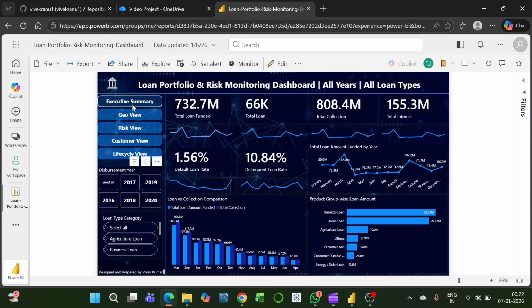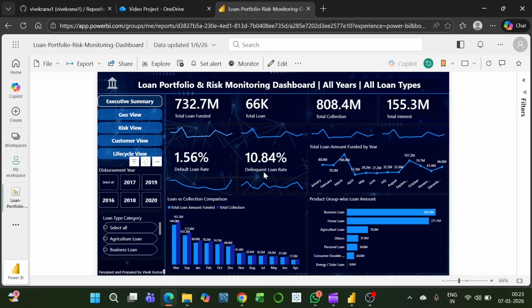Let's start with the executive summary view. This page is designed for senior stakeholders who need a high-level snapshot of portfolio health. At the top, we see key KPIs such as total loan funded, total loan, total collections, total interest, and default loan rate. And what is the delinquency loan rate?